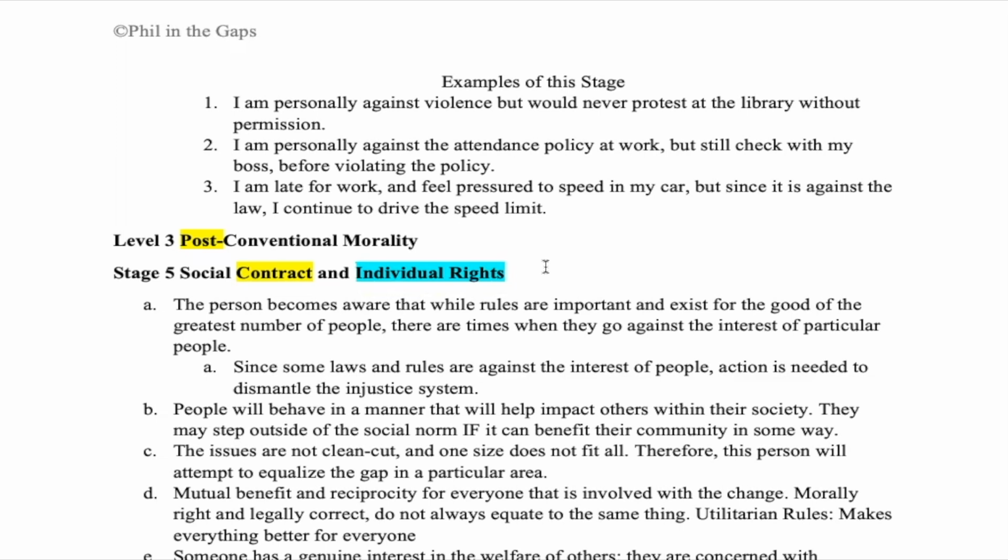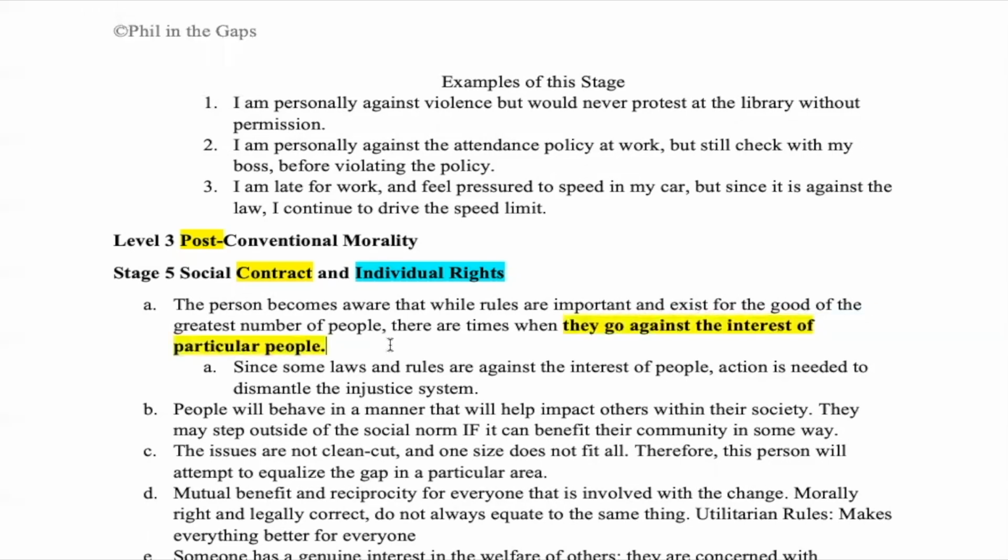So stated in a different way, this is where the person becomes aware that while rules are important and exist for the good of the greatest number of people, there are times when they go against the particular interest of individuals. And we've seen this throughout our careers. So since some laws and rules are against the interest of people, action is needed to dismantle the unjust system. So therefore, we're looking at it and saying, you know what? There are things in society that will go against a particular segment of the population.